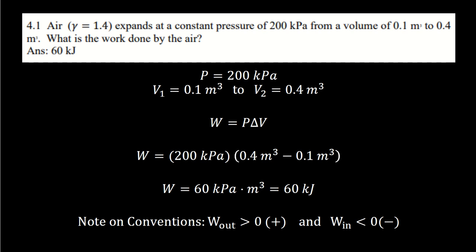Since we know that we're at constant pressure, we can just use our work equation: work equals pressure times our change in volume. Plugging in our values, that gets us work equaling 60 kilopascals times meters cubed, and kilopascals times cubic meters is just a kilojoule. A little note on conventions.